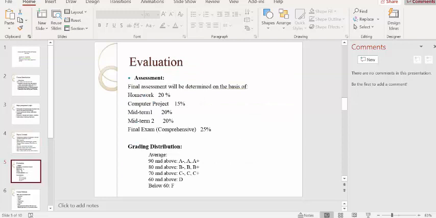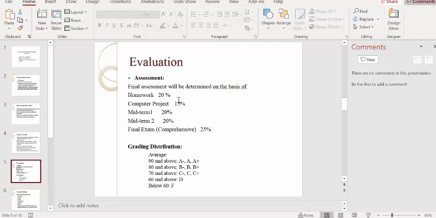Now, evaluation is probably one of the most important things you want to keep in mind all the time, because your final grade is very important. This is the policy we set for your final grade. The final grade will be determined based on five factors. I'll give each one and its percentage. Your homework will account for about 20%. You will probably have about 7 to 8 homeworks in total for the class. For computer projects, we have one computer project worth about 15%.